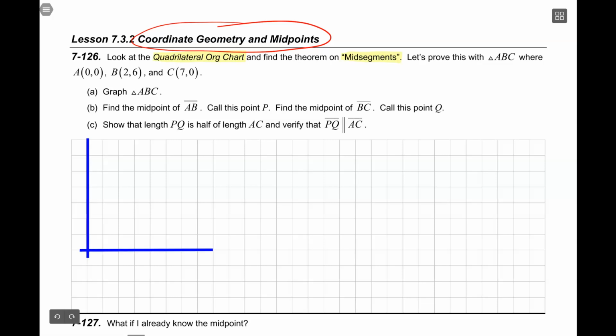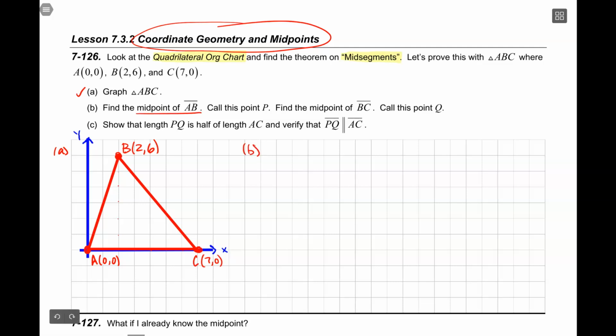Okay, so now I got my y-axis drawn in, got my x-axis drawn in. Let's go ahead and plot this bad boy. A is right there at the origin. B is at (2, 6). And C is at (7, 0). Okay, let's go ahead and draw in the triangle. There you have it, folks. There's triangle ABC. So we've done part A here. Check. Let's do part B.